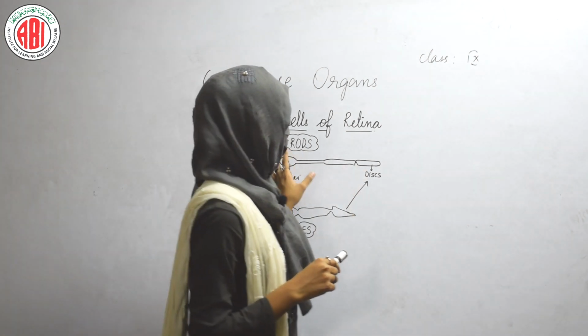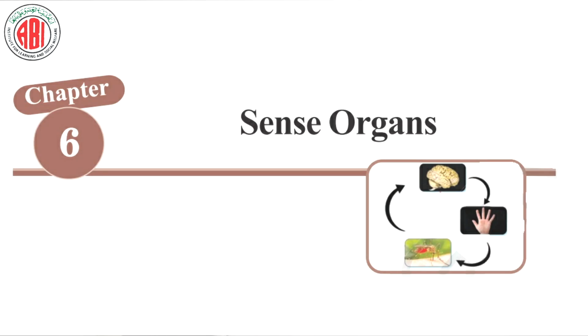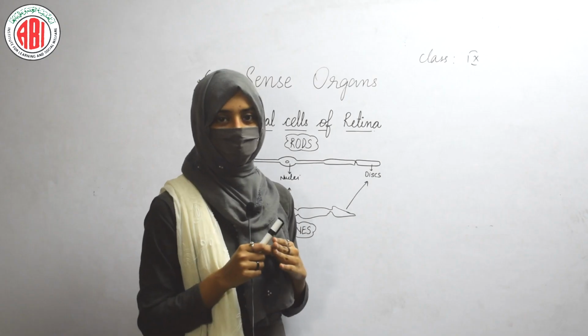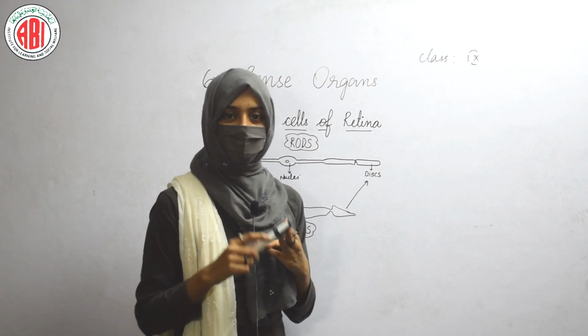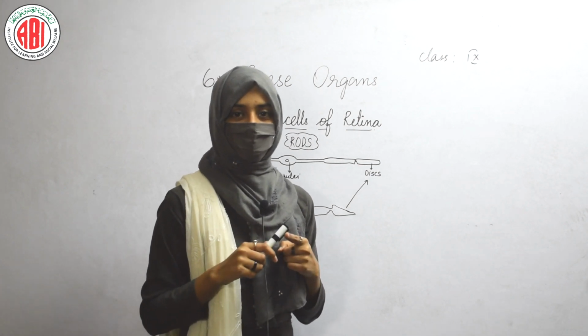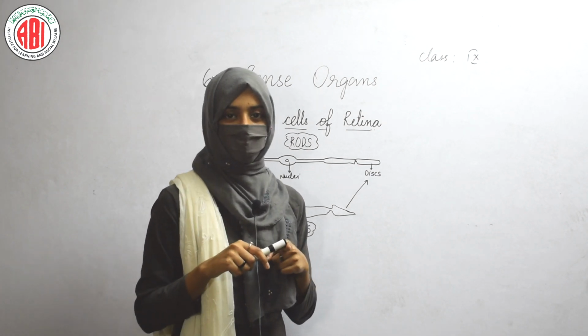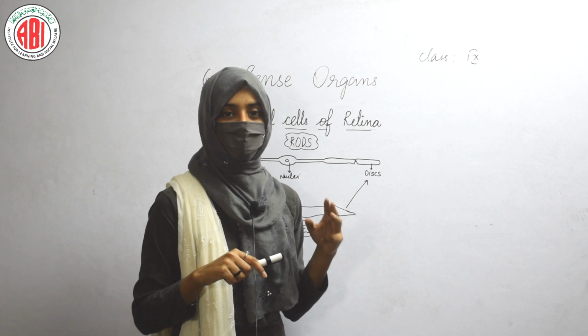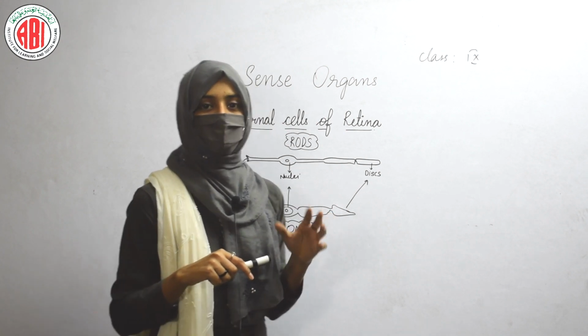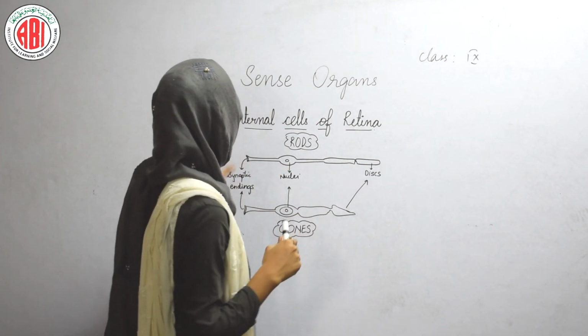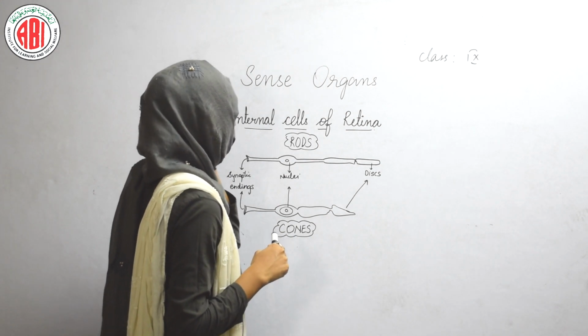So in today's class, I'm going to explain to you about the internal cells of the retina. In the previous class, we have already studied the structure of our eye. In the eye, three layers are present: the first one is the sclerotic layer, the second one is the choroid layer, and the third, which is the most important layer, is the retina. So in today's class, we'll study the internal cells of the retina.